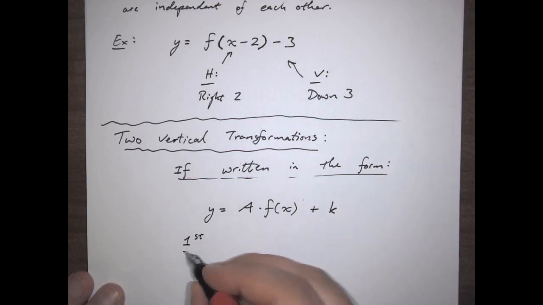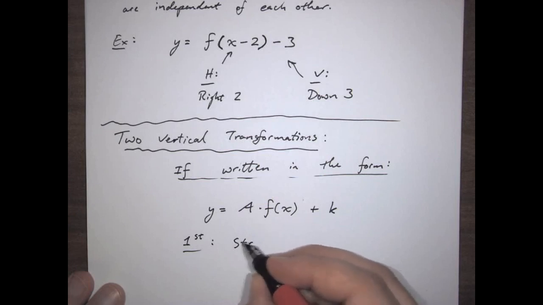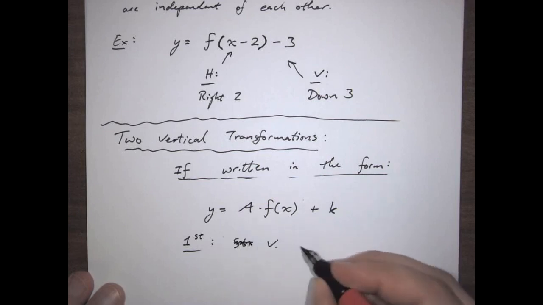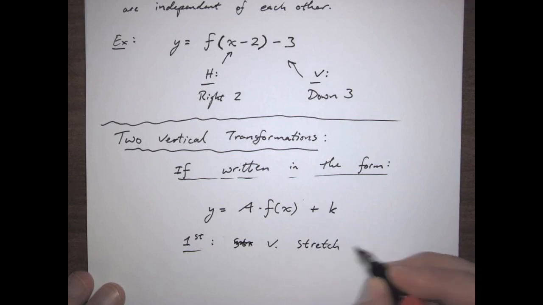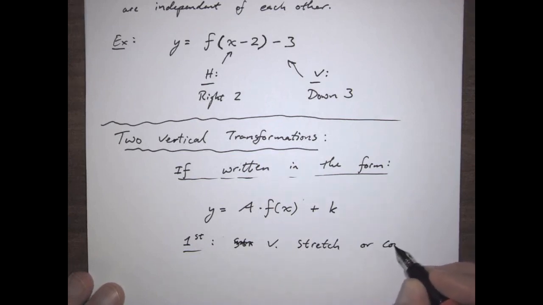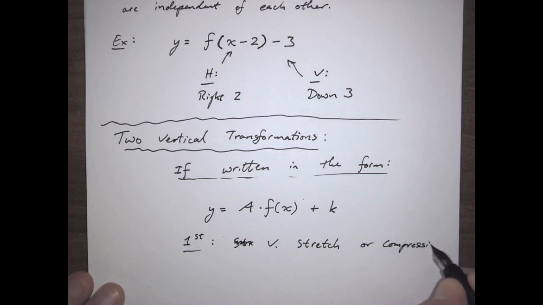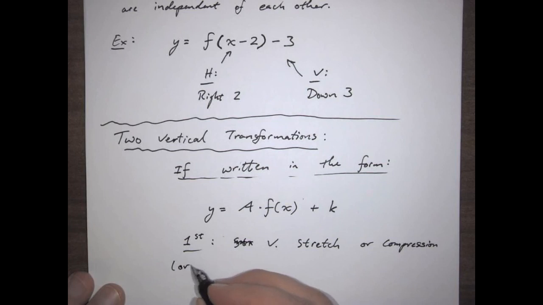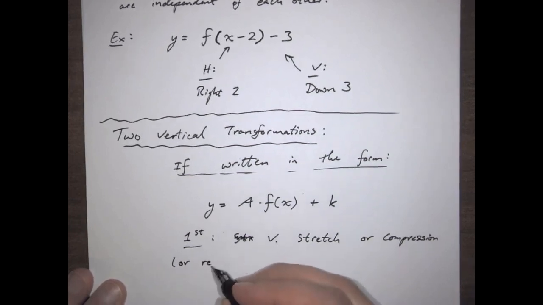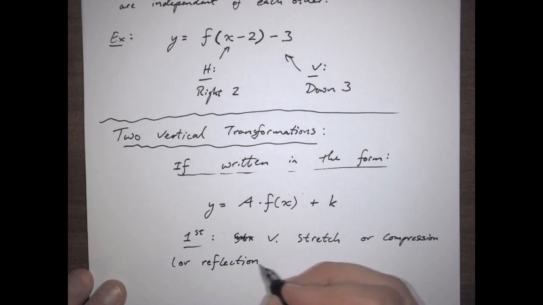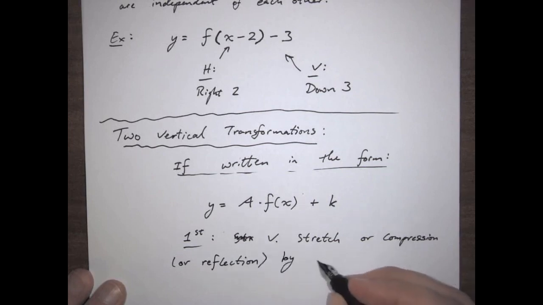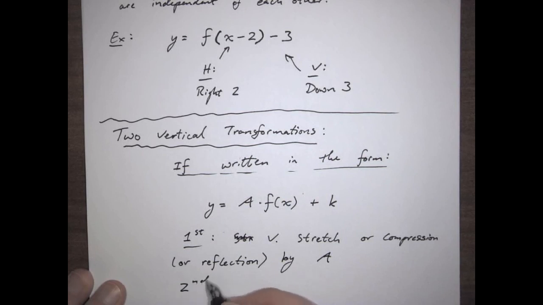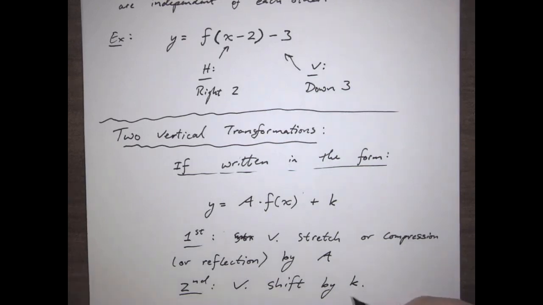So first, I should say, a vertical stretch or compression, or maybe reflection if it's negative, by a, and then secondly, a vertical shift by the amount of k. So a is a factor, k is an amount.